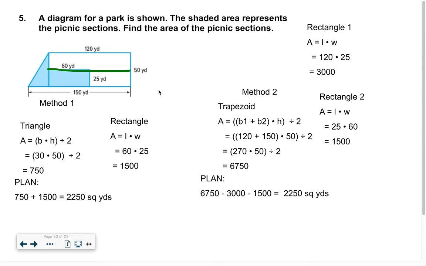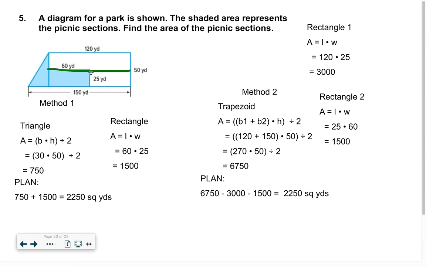So my trapezoid was the entire thing, so I used 120 and 150 as my bases, and my height was 50. And then I got that to be 6,750. Now the top rectangle right here is 120 by 25. I figured that out because clearly it states that that's 120. Here I figured out it was 25 because I know that this is 25. And the whole way up, I would need 25 more to get to that 50. So I did 120 times 25 to get 3,000.